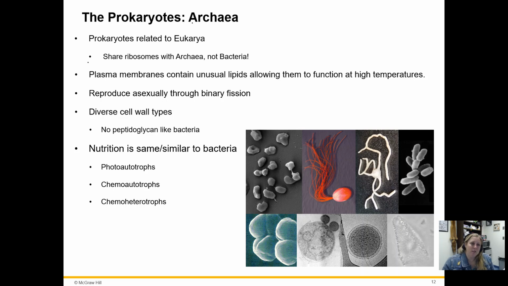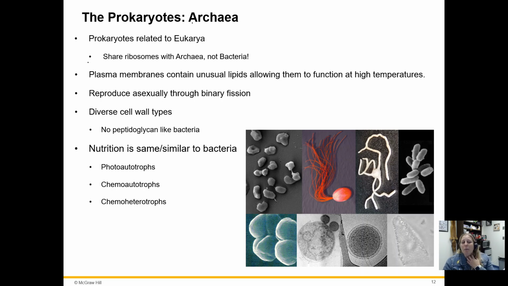I'm going to very, very briefly talk about archaea. So bacteria are prokaryotic cells, and for a long time we classified archaea as a type of bacteria. But in the 1970s we determined that they actually share ribosomes with eukaryotes, not bacteria. And so these are prokaryotes that are related to eukaryotes, okay?